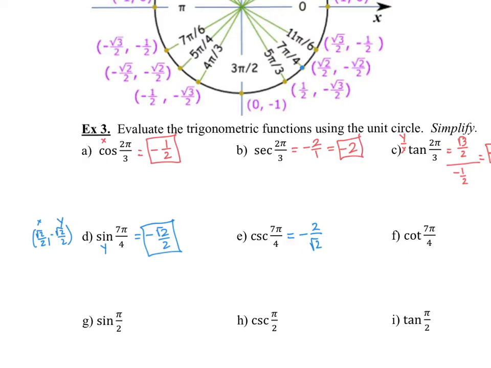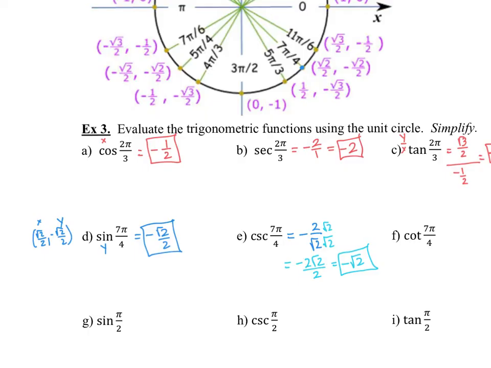Okay, can I leave it like this? No, I can't leave a radical in the denominator. I need to simplify it. So let's rationalize it. What is that? -2√2 over the square root of 4 is 2. Okay, then the 2's cancel, and this goes all the way down to -√2. So the cosecant of 7 pi over 4 is -√2.